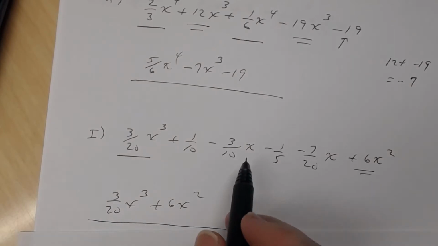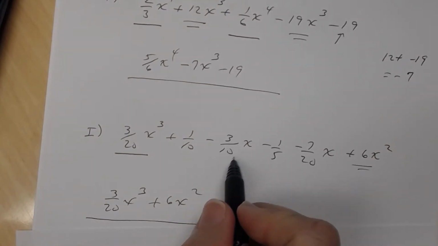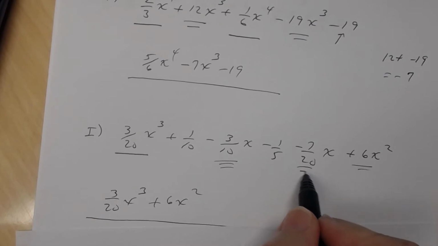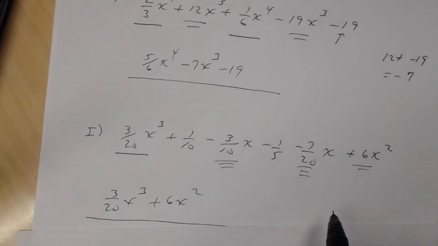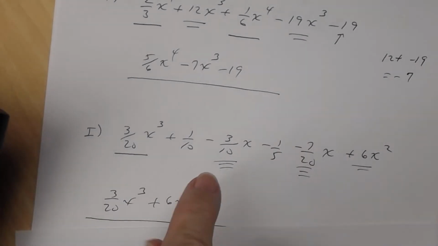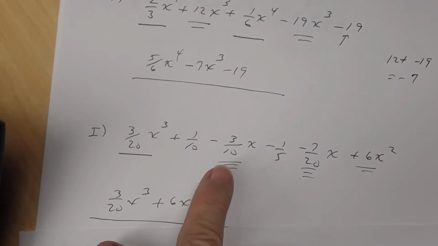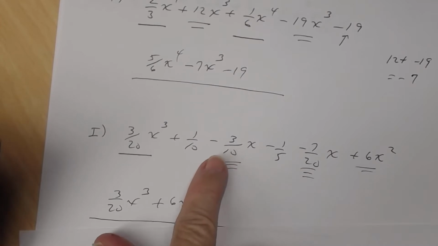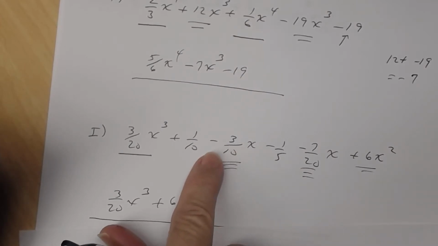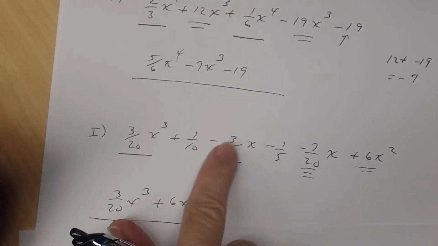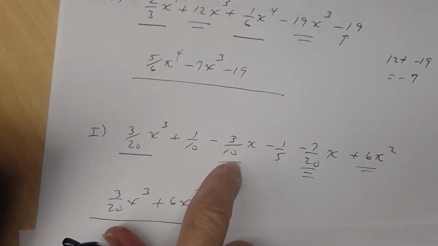All right, now for x, I do have this one and this one. So use your calculator. Now be careful, don't say this is 3/10, otherwise you're going to get a wrong answer here. You have to remember from a previous lesson that the coefficient of this term is a negative 3/10. So this term is negative 3/10 x, and the coefficient is a negative 3/10.